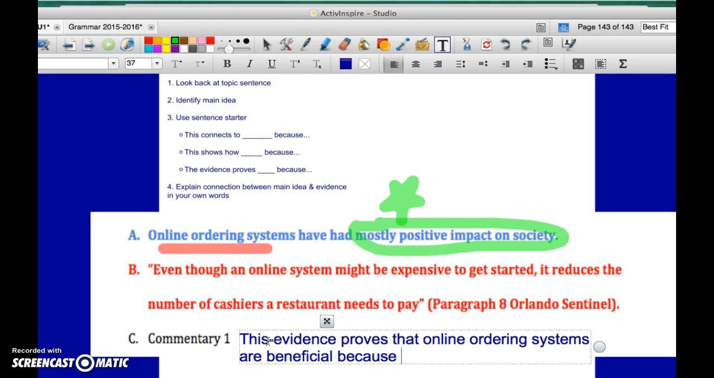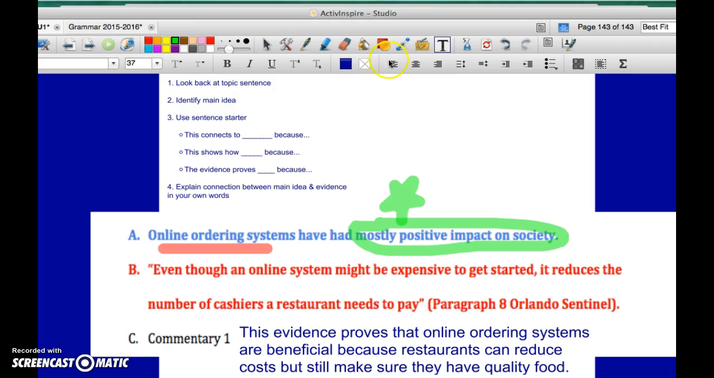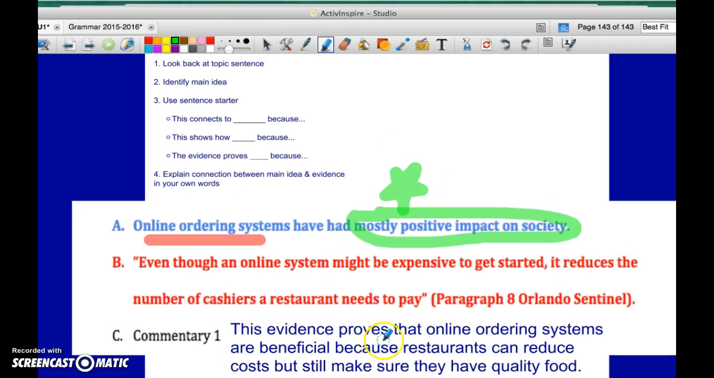Well, it might be expensive, but it reduces the number of cashiers. So this is good for the restaurant because restaurants can reduce costs, but still make sure they have quality food. So here's where I'm explaining, again, the connection between the main idea, online ordering systems are beneficial, and their evidence that it can reduce costs, which is mentioned in the text, reduce number of cashiers.